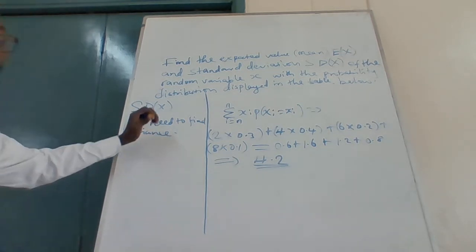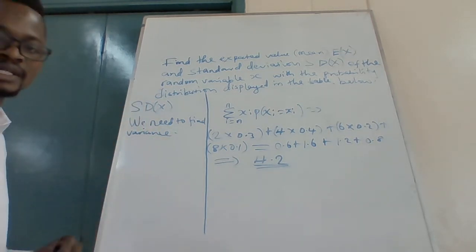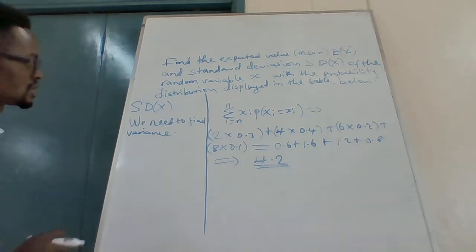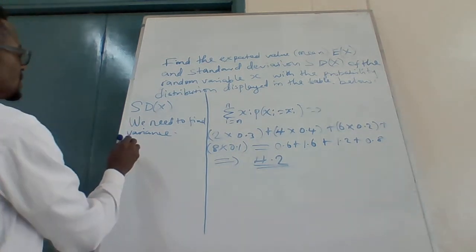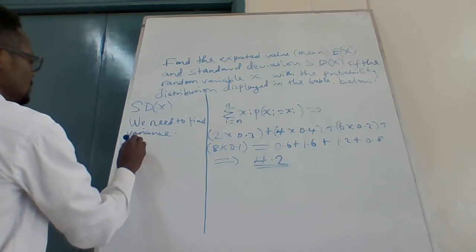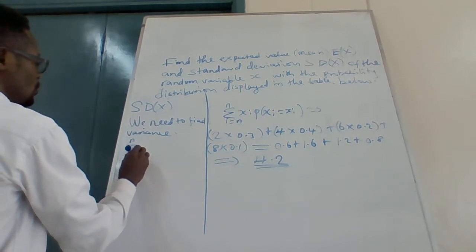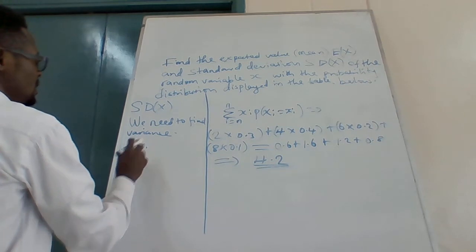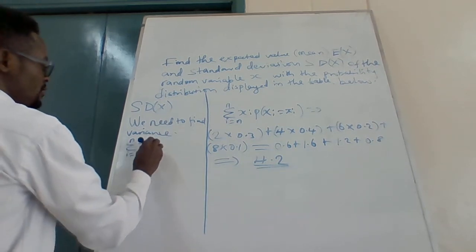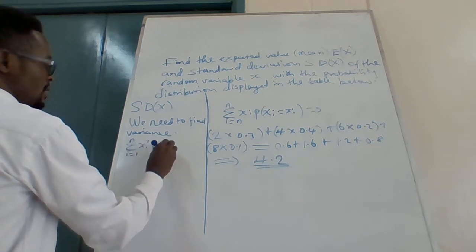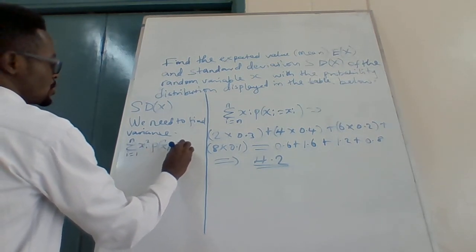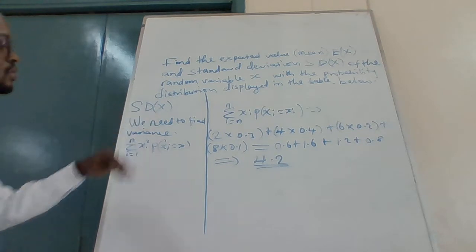It is only through variance that we are able to find the standard deviation. And what is the formula for the variance? The formula for variance is the sum from i equals 1 of x_i squared times the probability that X equals x_i. So this is exactly what we are supposed to mean.